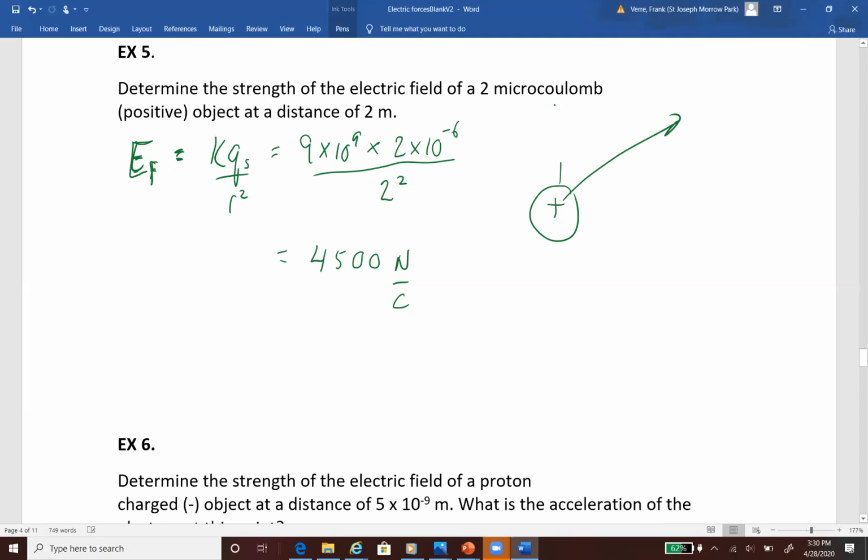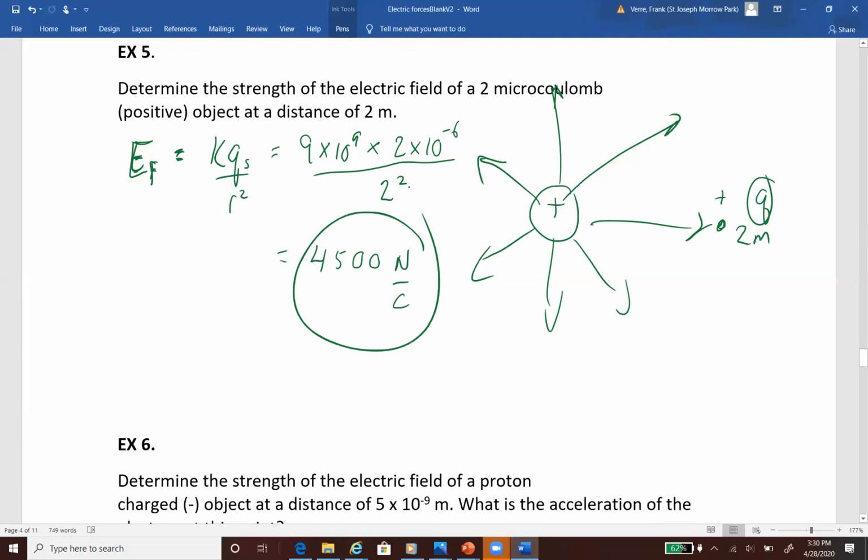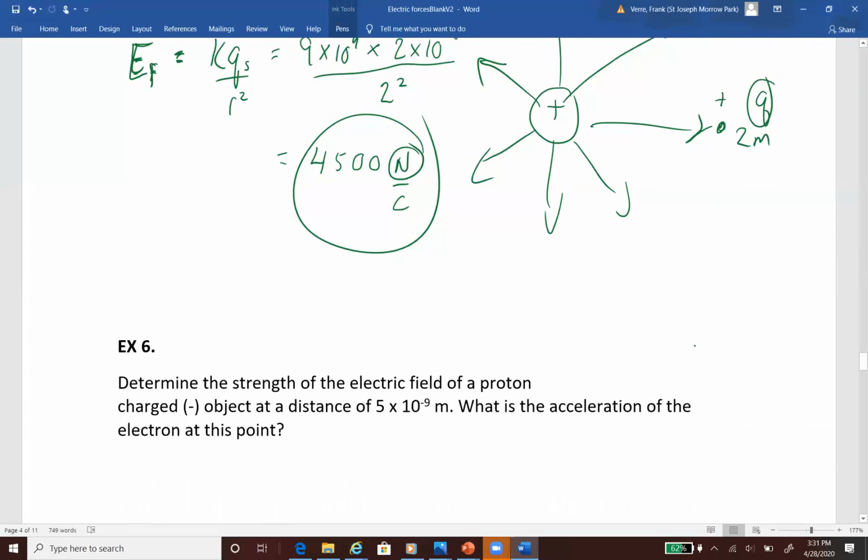And then if you have any charged particle in the electric field, so if this is a positively charged object that's radiating a field away at a distance of 2 meters, and we have a positively charged object, as long as you know the charge, Q, then Q times the electric field strength would give you the force that that charged particle would experience, right? So you can see there's a relationship between this and what we were doing previously. Okay, let's do one last example, and then we'll wrap it up.